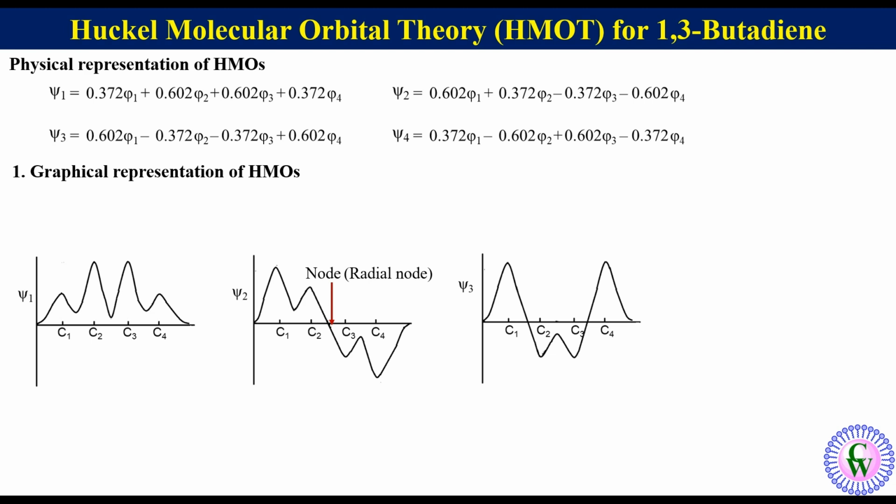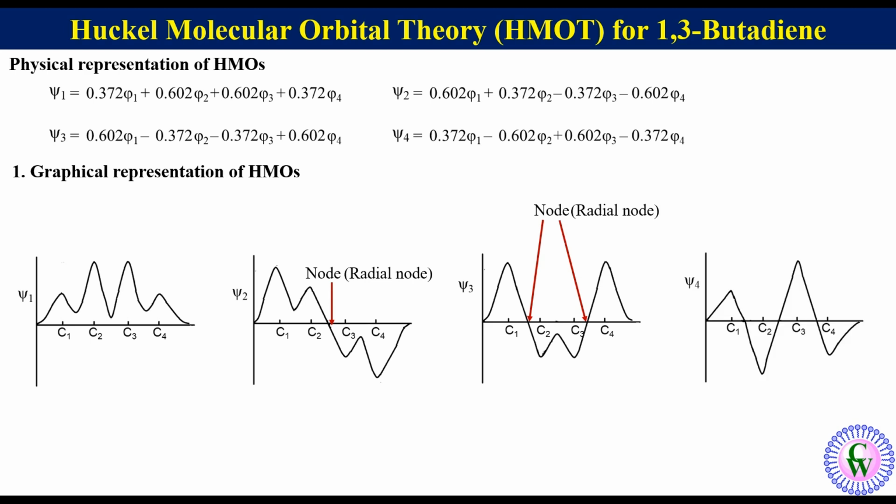Psi 3 is represented like this. In this, peak 1 and peak 4 are in positive phase while 2 and 3 are in negative phase. This is because A1 and A4 are positive while A2 and A3 are negative. In this, there are two radial nodes. In psi 4, the phase changes alternately. In this, there are three radial nodes.